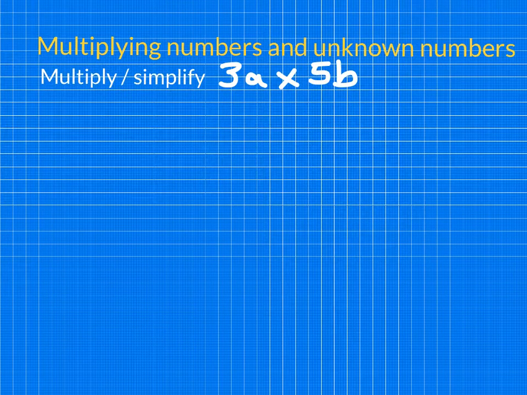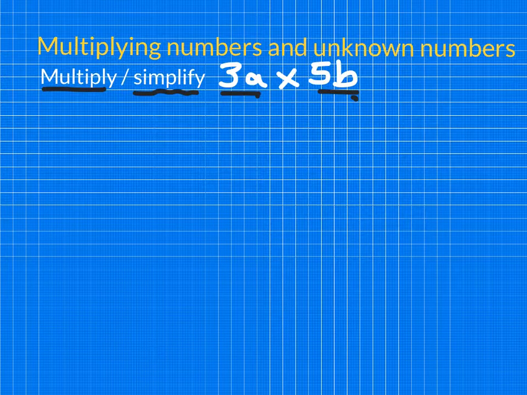Multiplying numbers and unknown numbers. In this example, we're going to multiply 3a by 5b. We don't know the value of a and we don't know the value of b, so we won't be able to work out the answer exactly. For that reason, the questions are often not just written as multiply, but simplify.